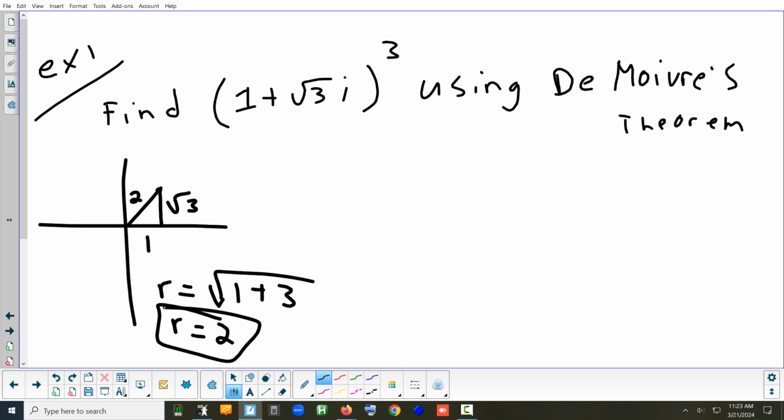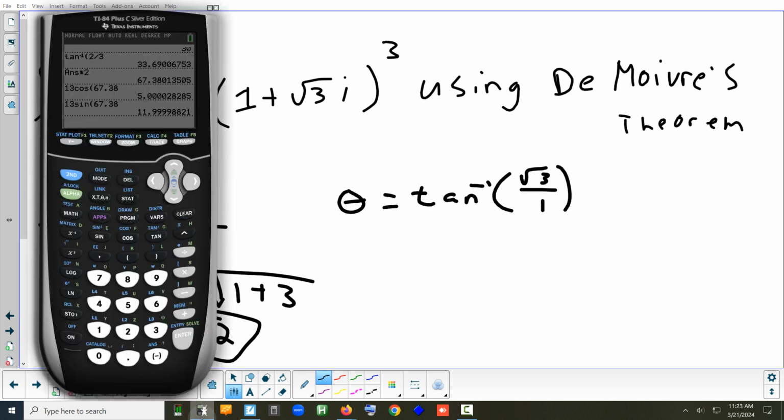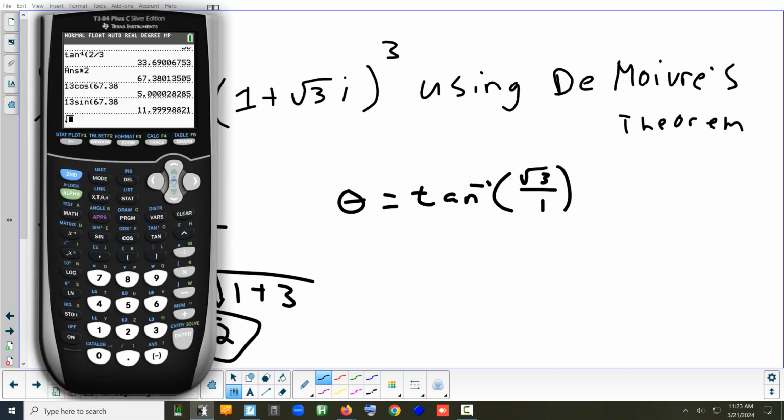Okay, so we got that. What's the other thing we need? We need the angle. And in quadrant 1, the formula for the angle is inverse tangent of y over x. So it's really just the inverse tangent of root 3. And hopefully we remember when you're working with root 3 and tangent, the answer comes out nice. Inverse tangent root 3, 60 degrees.